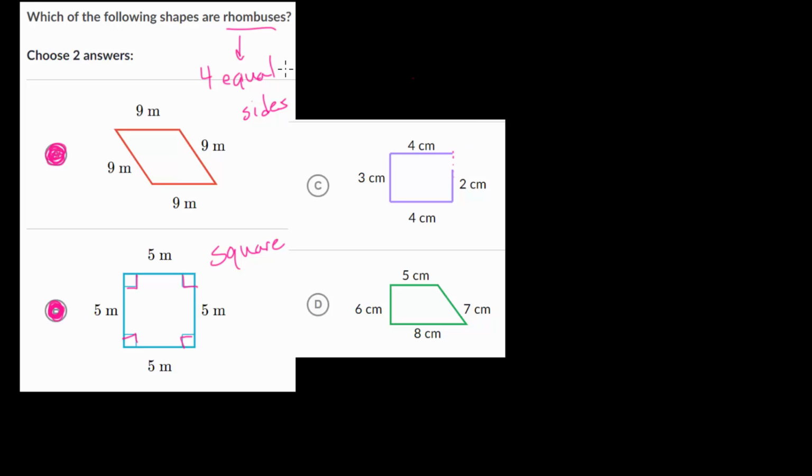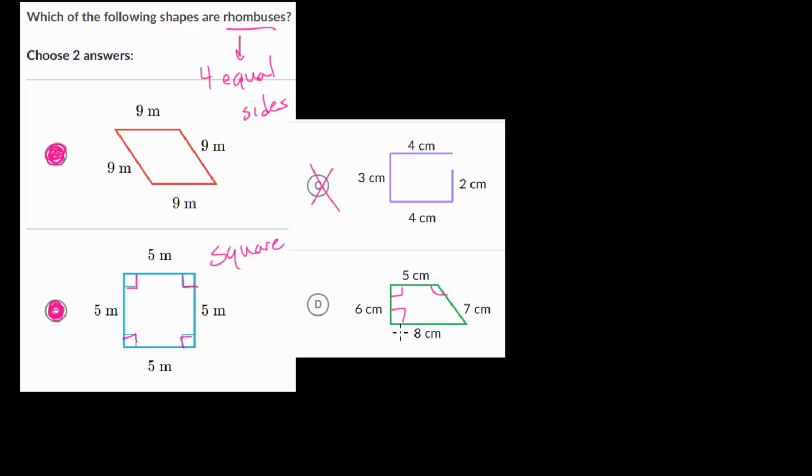Now C, notice it has four sides, but it isn't closed. So these aren't connected, which means that C is not a quadrilateral. It does not have four sides that are all connected. So not C. And D, well, it is a quadrilateral, but they're not all equal sides. So it's not going to be a rhombus. It's not going to be a rectangle because all the angles are not right angles.